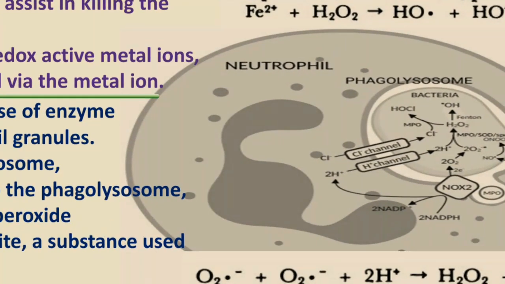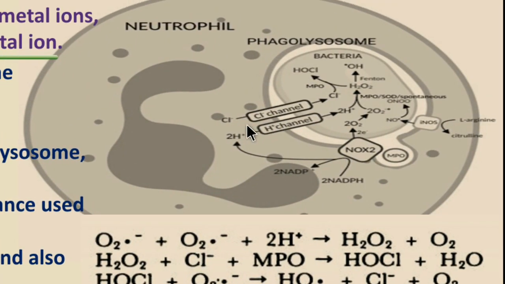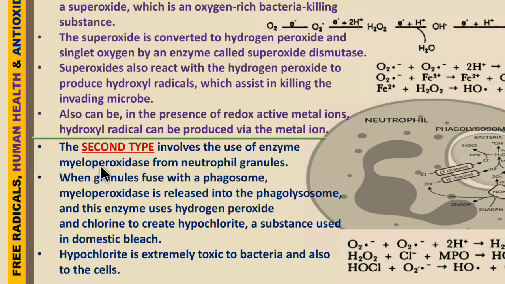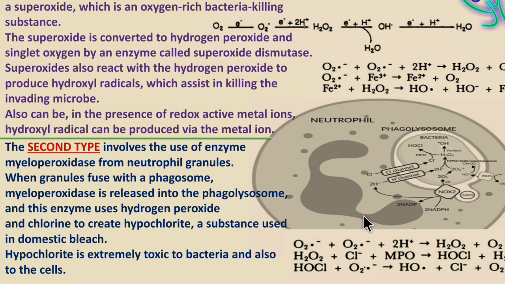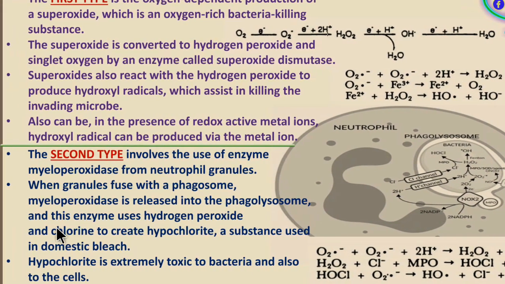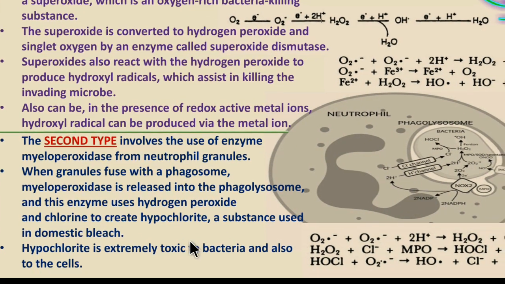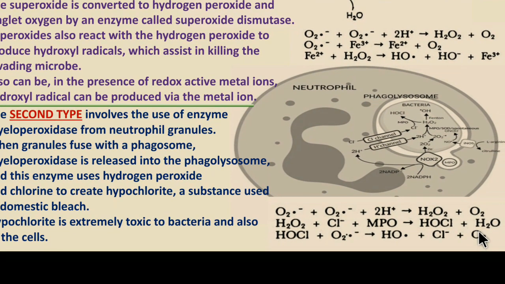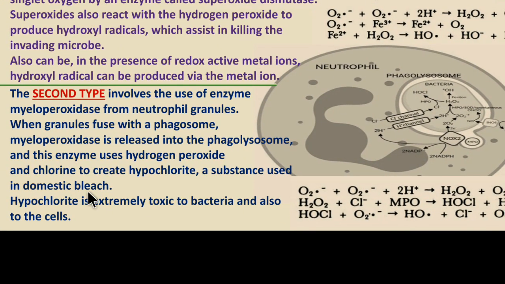Now here you can see this will be the neutrophil. Within the neutrophil it is having the phagolysosome. The reaction which has been shown here, the same has been depicted here. The enzyme myeloperoxidase is going to be present in the form of the neutrophil granules, and it is going to be present in the phagosome. And after the formation of the phagolysosome, the enzyme uses hydrogen peroxide. So here, this is the hydrogen peroxide, and it is going to take the chlorine to create the hypochlorite. Here, this is the myeloperoxidase enzyme, and further, a substance used is domestic bleach.